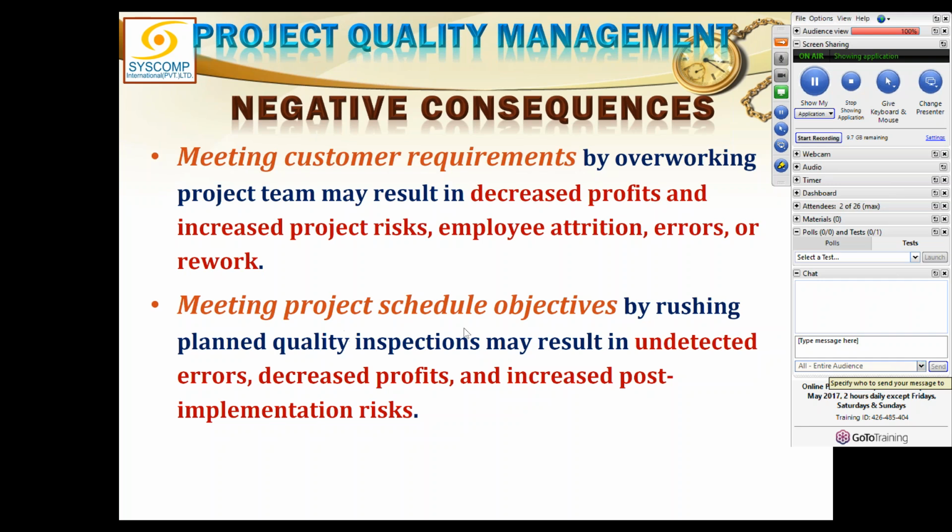Then meeting project schedule objectives by rushing planned quality inspections may result in undetected error. You see, we all realize quality is important, but when it is a time for quality inspection or quality assurance things going on, we don't care. We say, okay, quick, do this inspection quickly. Give me the results. So when you rush the things, the quality is sacrificed.